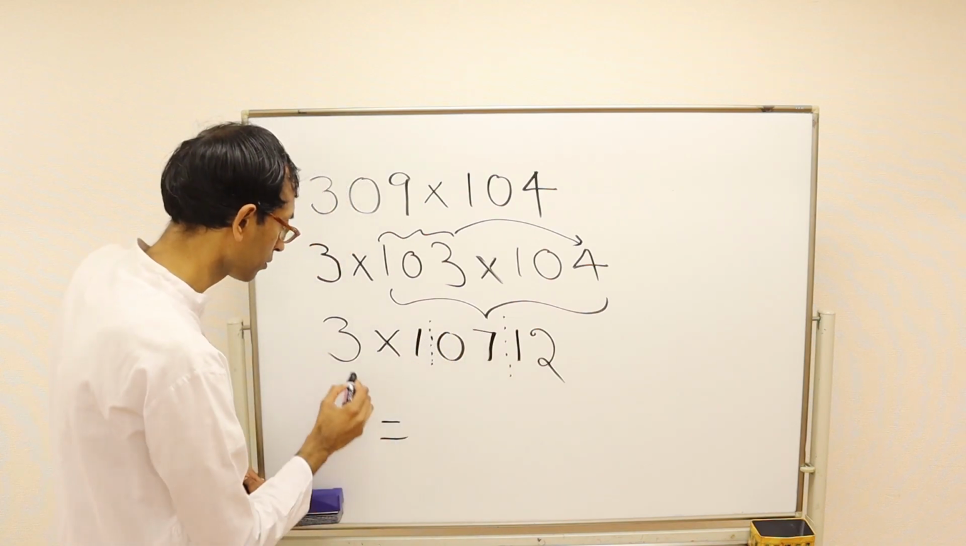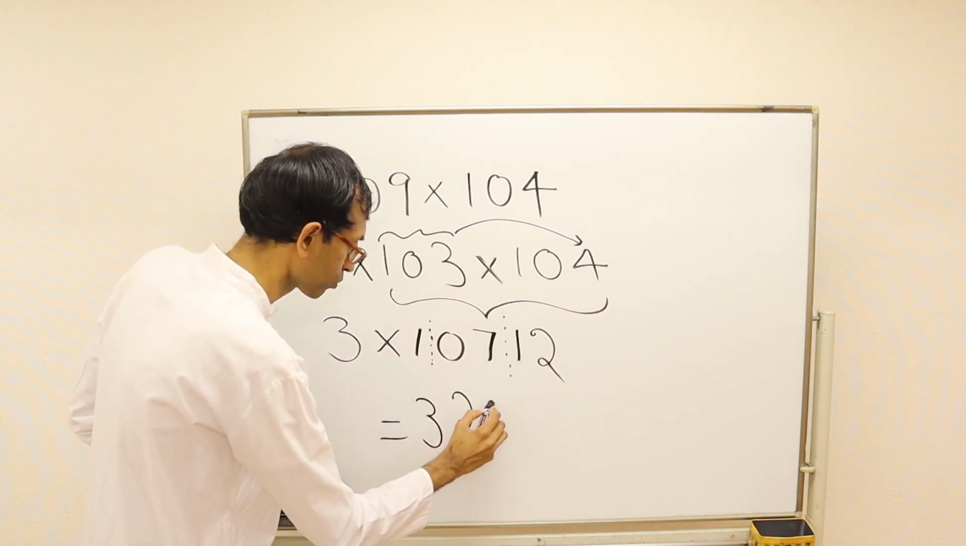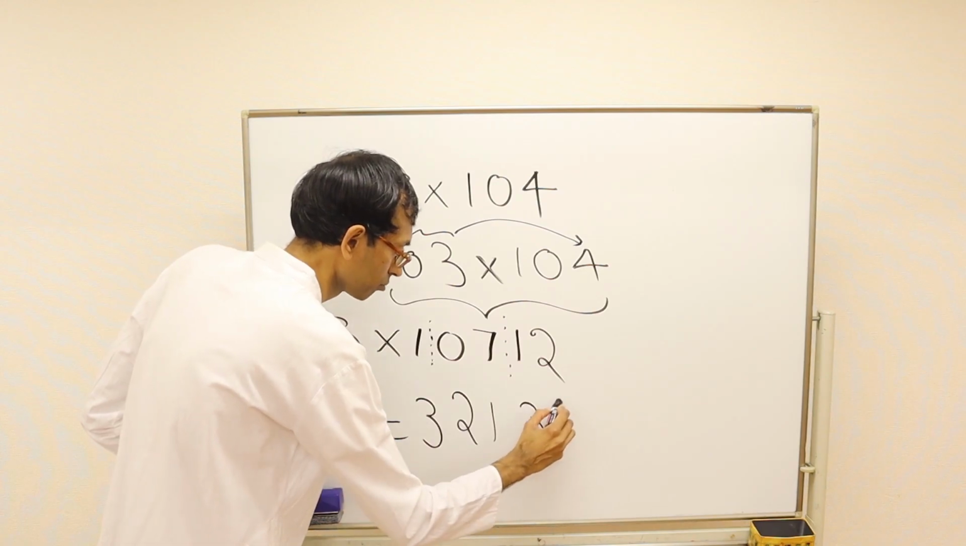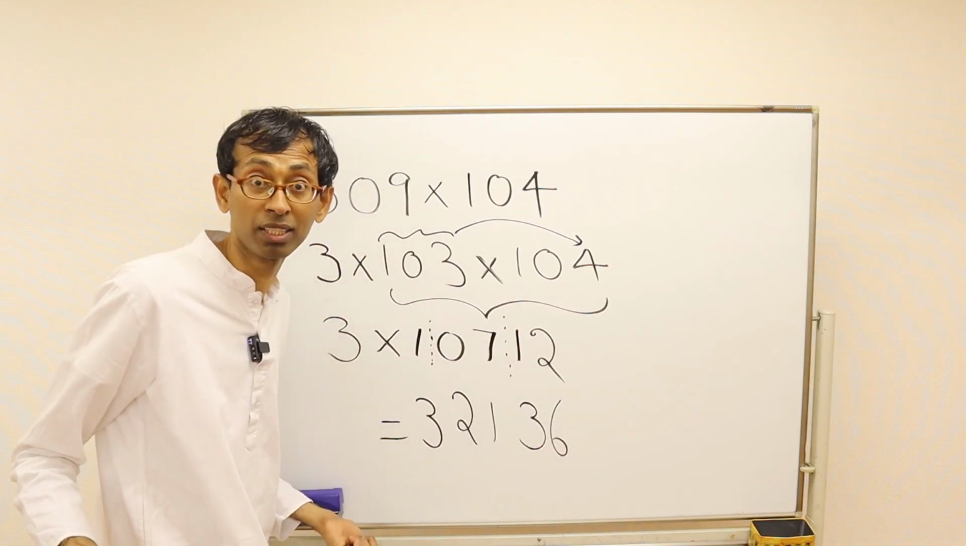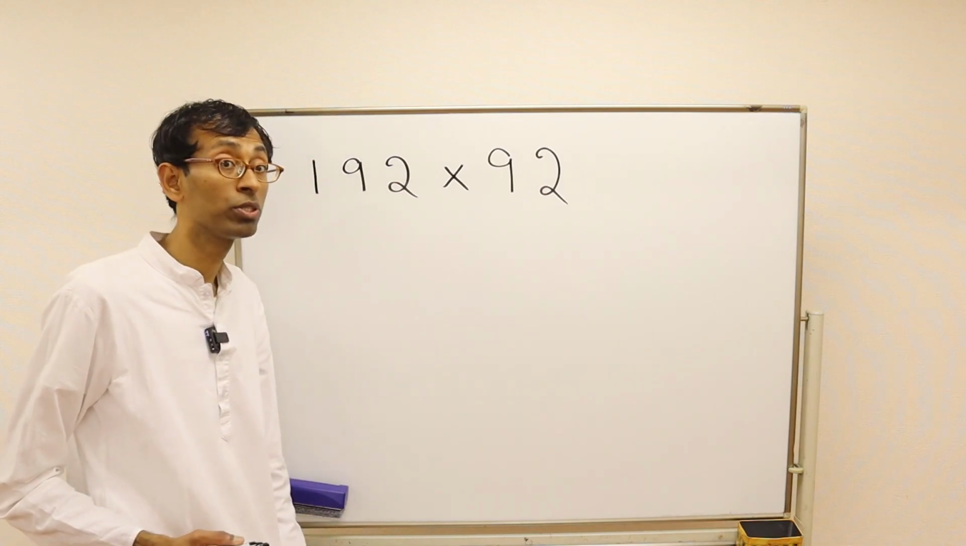where there are no carries. 3 times 1 is a 3, 3 times 7 is a 21, 3 times 12 is a 36. As simple as this. Now pause the video and try to do this problem yourself.